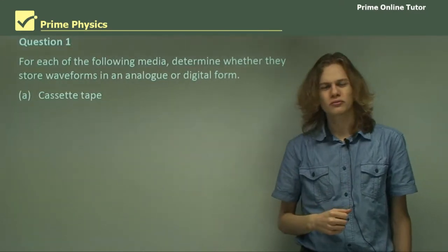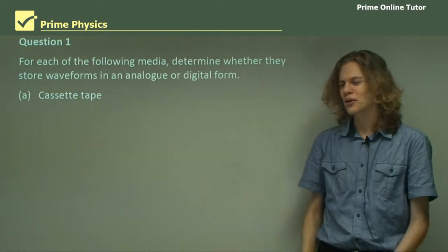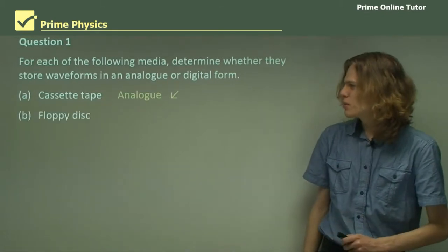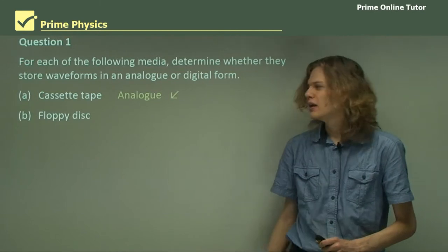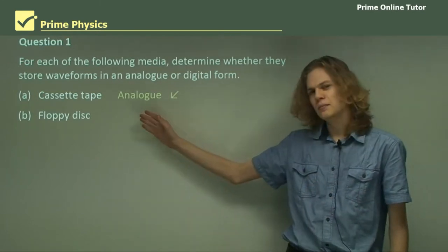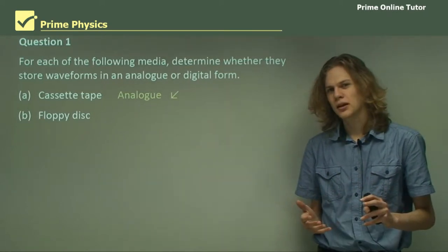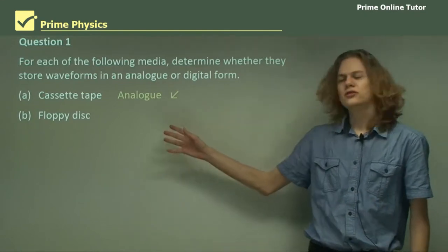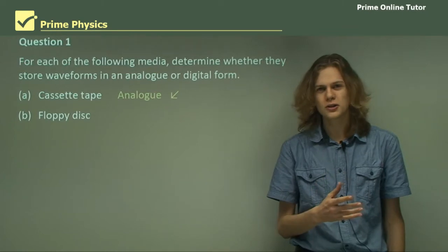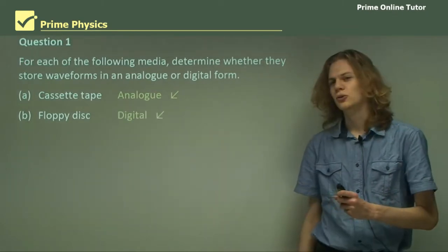Not a very common form of storage these days. In fact, it's quite outdated, so we know that it must be an analog form of storage. How about B, a floppy disk? Now, once again, this is quite an old form of storage, and just like the cassette tape, it uses magnetic fields in order to store data. But hang on, floppy disks are used in computers, and computers can't process analog information. So the floppy disk must be a digital storage medium.